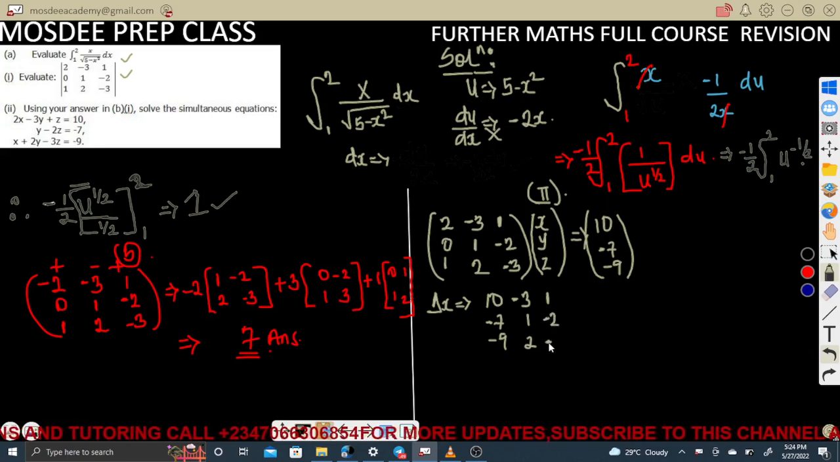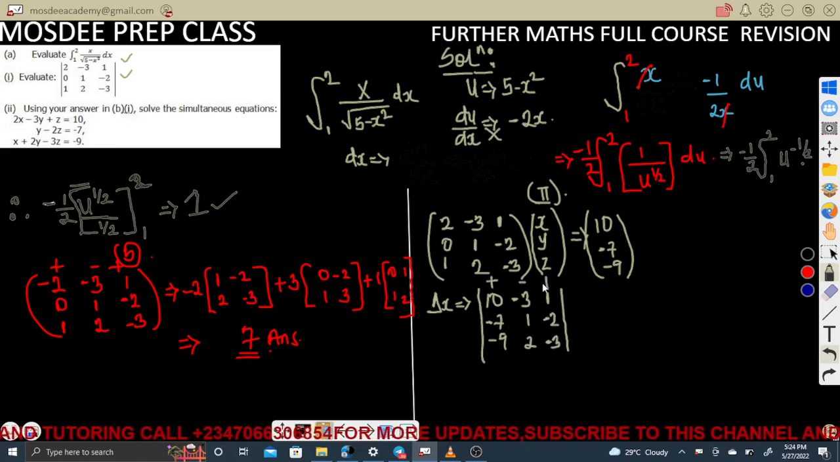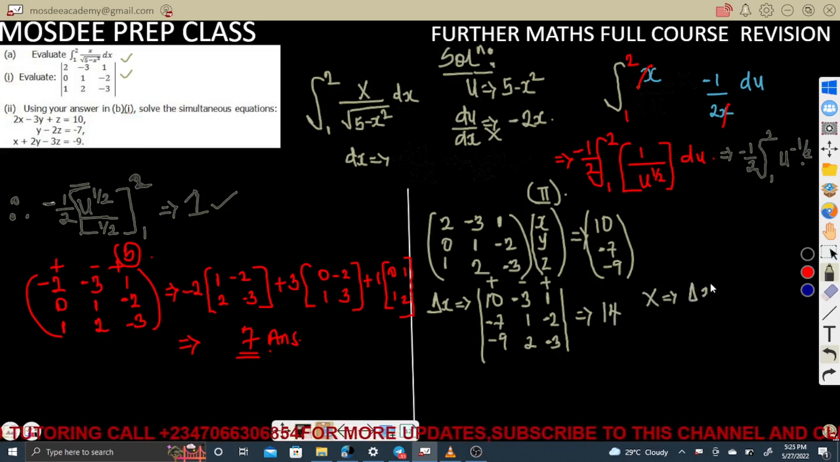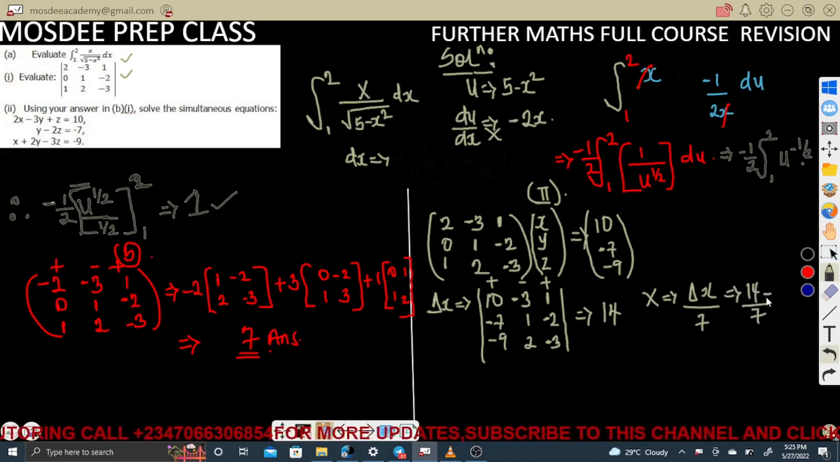Please, teacher, do you help your student to understand the concept of determinant? So that is, you get the determinant of this using the plus, minus, plus, just like what we did. If you did this well, I'm very positive we are going to have 14. So that is delta x. Then to get x, x will now be equal to delta x over the determinant of the matrix itself, which is 7. So over 7. So what is delta x? 14 over 7. And that is true. That is what WAEC wants you to do with this method.